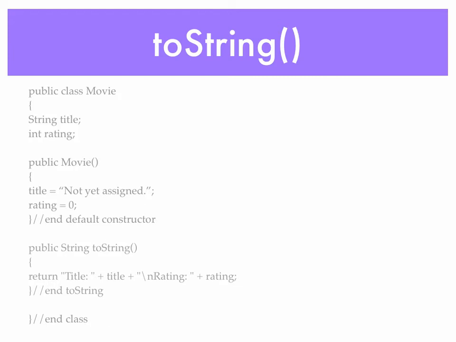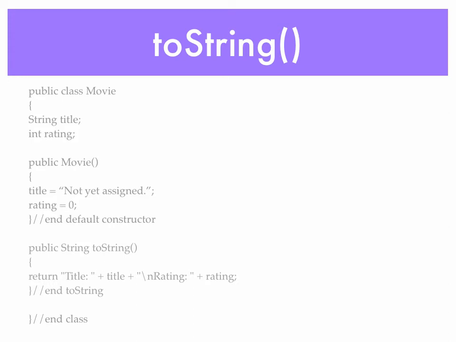Now, the construction of that string is up to you, but what we typically do is return back the value stored in the instance variable spaces, but give some indication of what it is returning back. So here I've returned back the string "title", then concatenated the value stored in title, gone to the next line, printed the string "rating", and then concatenated the value stored in the space rating. So we have returned back a string that reads title, the value of the title, rating, and then the value of rating. And this is a typical toString method.